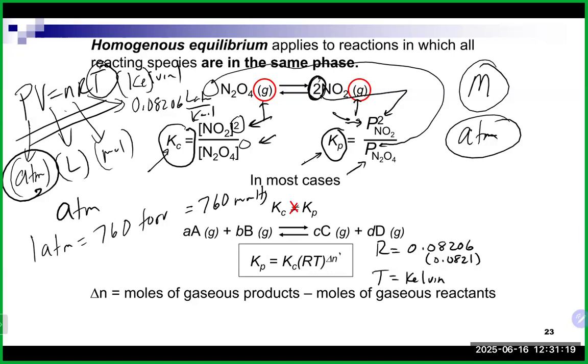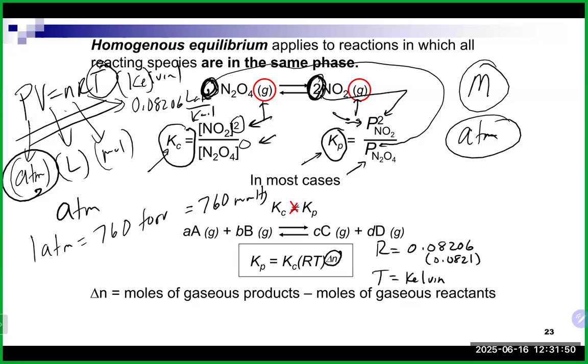The delta n here is the change in the number of moles of the gases. So we're just counting gases for delta n, and you should do products minus reactants: the moles of the gases on the product side minus the reactants. By the way, don't overcomplicate it. It is just a coefficient. That is 2 moles of gas on the right, and that is 1 mole of gas on the left in this particular example. So you look at everybody that has a (g).